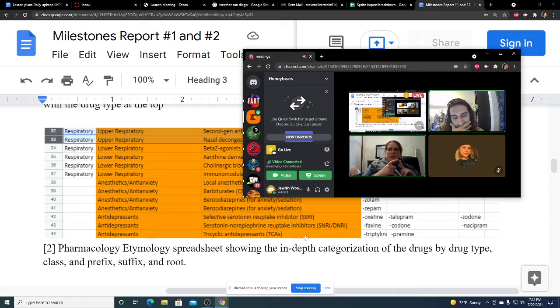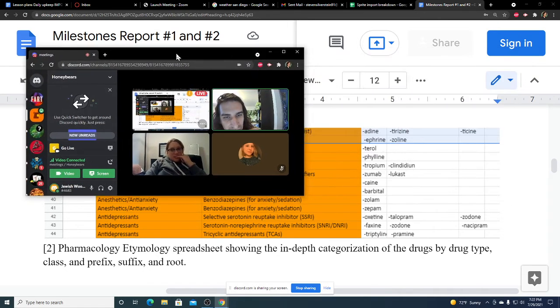So level 1 is prefix, suffix, and root, and the classification of the drug. Well, what we have so far in level 1 is this. I thought this was just the roots. But then it's paired with the classification. They're pairing the prefix, suffix, and root with the classification. Okay.